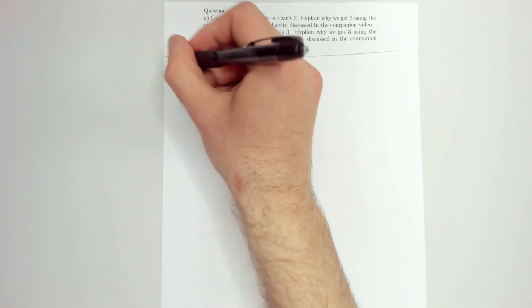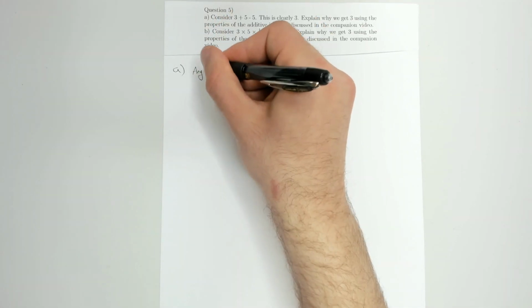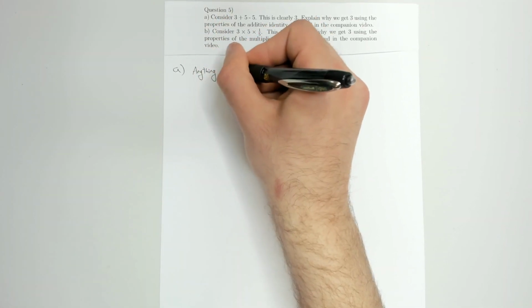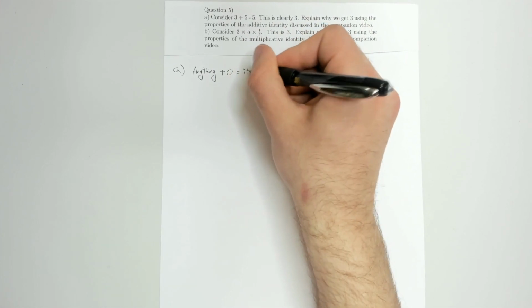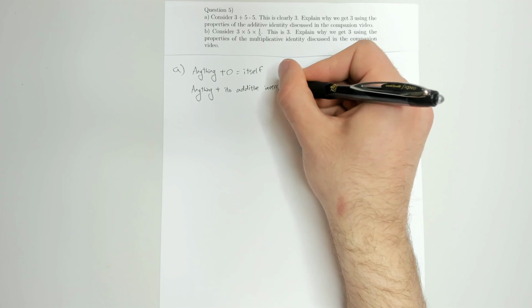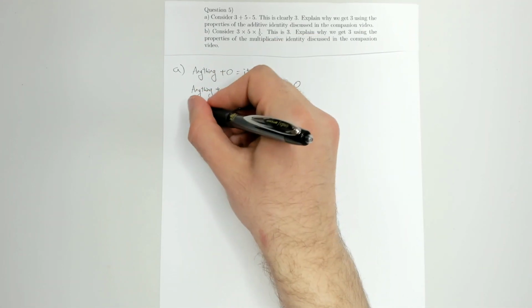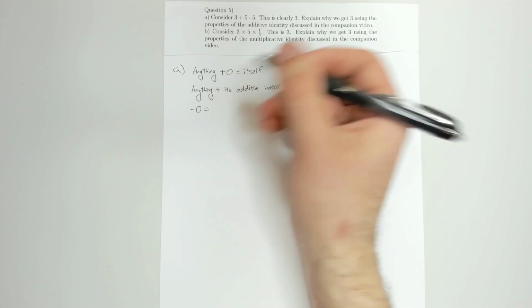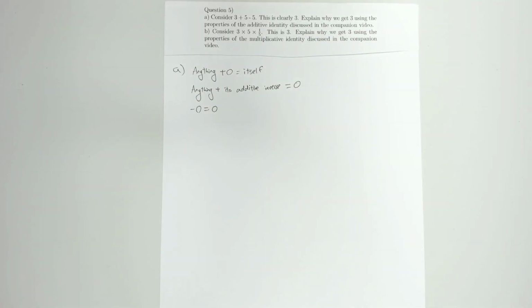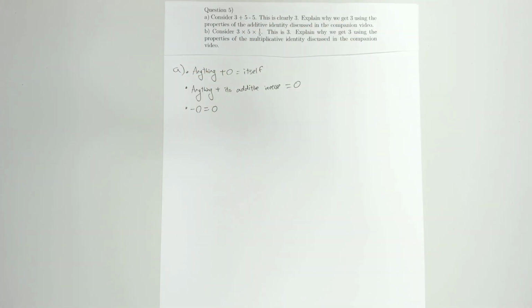So we saw that the additive identity, or 0, had several nice properties. I'll list a few of them now. We noted that anything plus 0 was itself. We saw that anything plus its additive inverse was 0. And we saw that negative 0, or the additive inverse of 0, was 0. So these are 3 nice properties that we have to work with here.